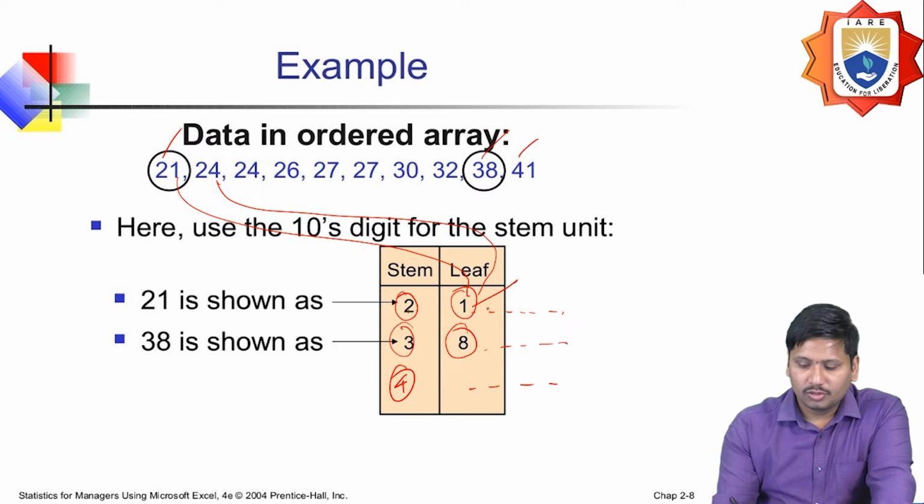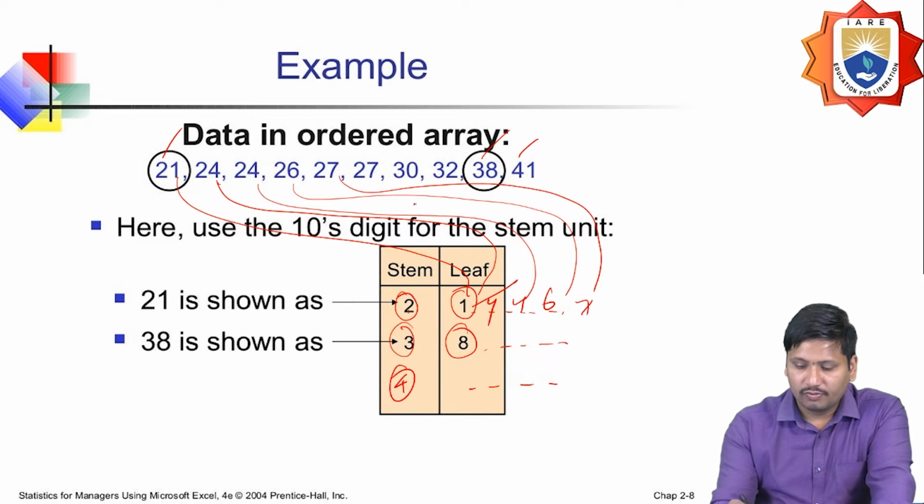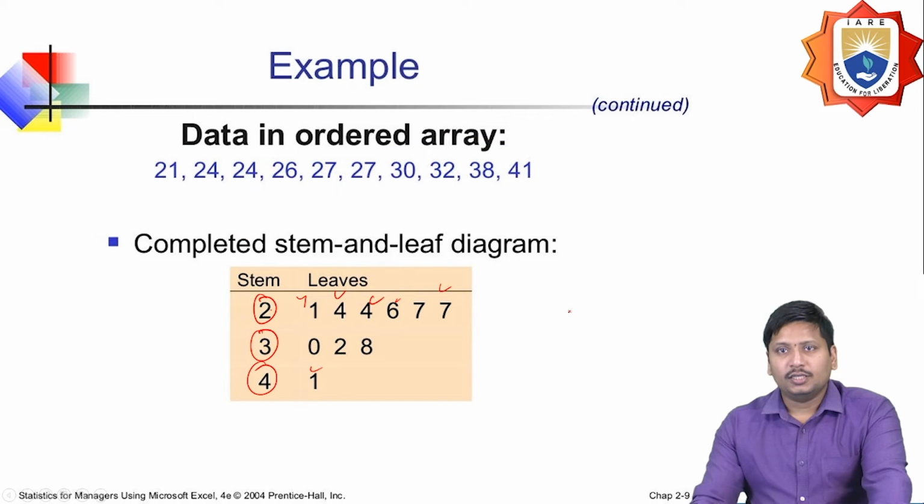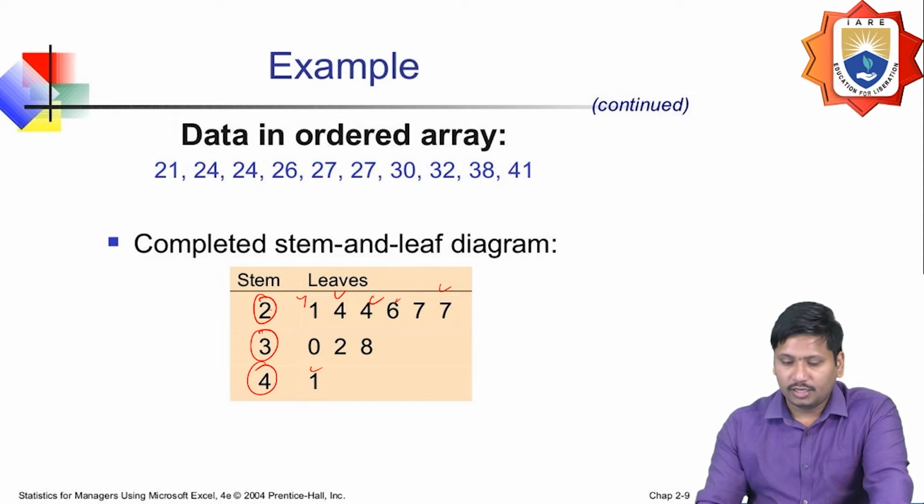The next leaf is 4, and the next is 4, and the next one is 6, then 7, and 7. Similarly for the stem 3, it is 0 initially, then 2 and 8. So after considering this, this is the resultant stem and leaf diagram for the given data set.